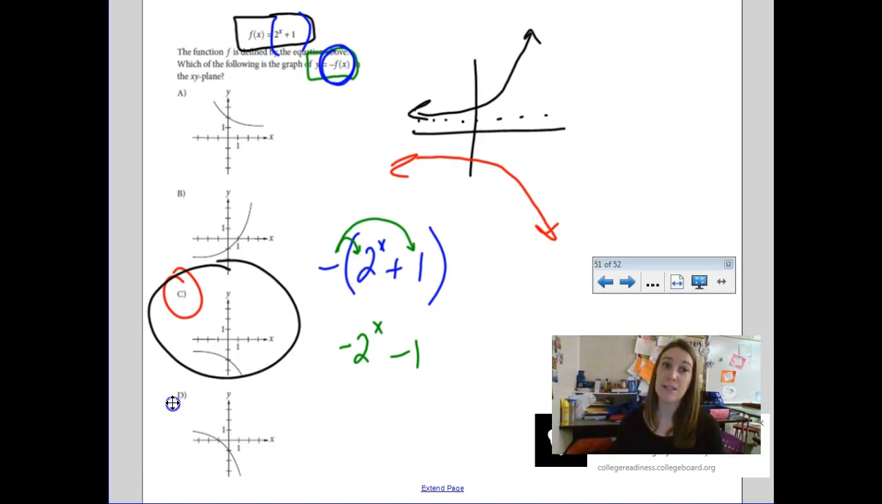A lot of kids think D is the right answer, but that's why they put that there. It's a distractor. All right, there's your Fast 5 on functions.